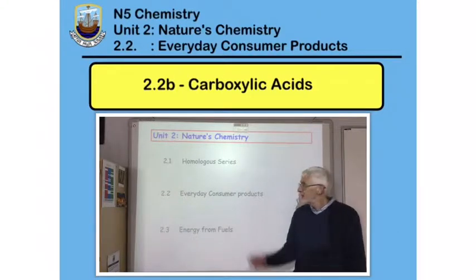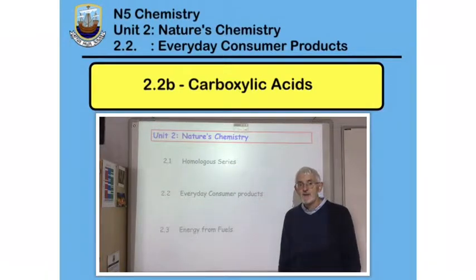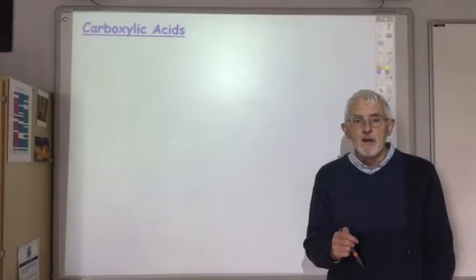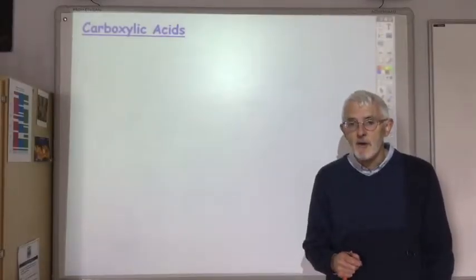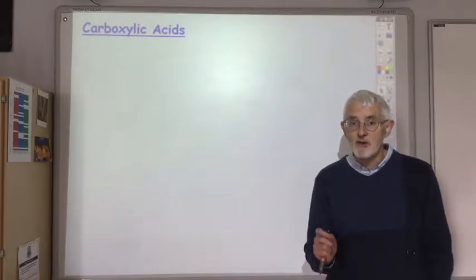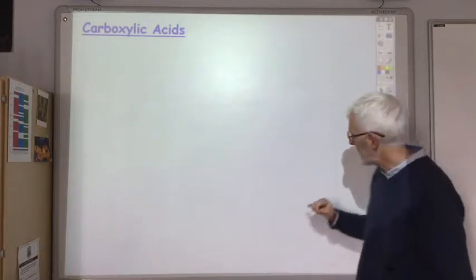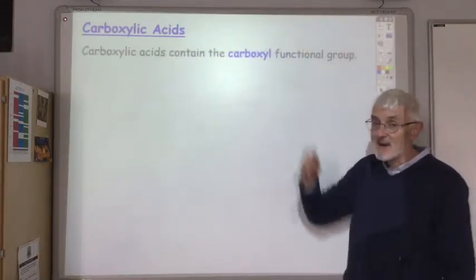This is the second revision video for section 2.2, Everyday Consumer Products. In the first video we looked at alcohols, and in this video we're going to look at carboxylic acids. The distinctive feature of the alcohols, if you remember, was the fact that they all contained the OH group, the hydroxyl functional group. For carboxylic acids, the distinctive feature of the functional group is the carboxyl.